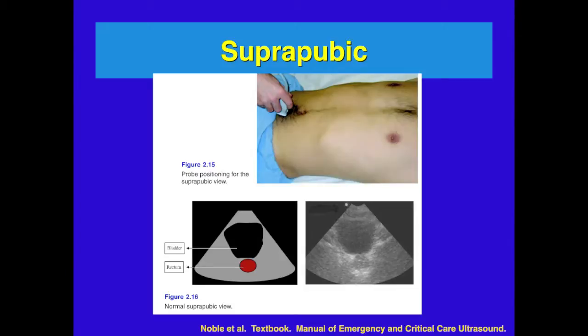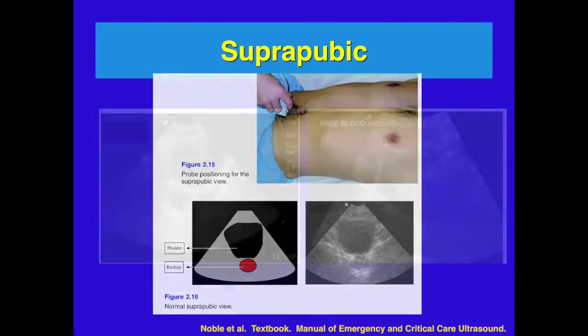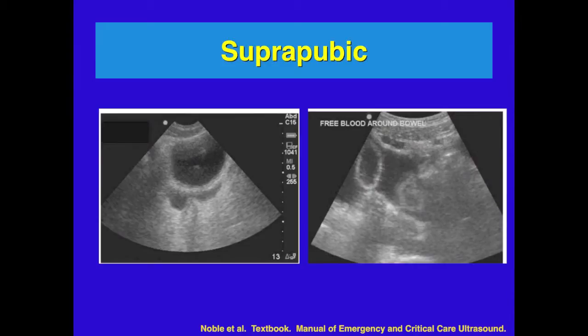The suprapubic or bladder area will show the bladder, the rectum, and what you're looking for is the space between the two. You're looking for an anechoic region, which can also be indicative of free fluid in the abdomen. Here you see some areas in the suprapubic view which are positive for free fluid.